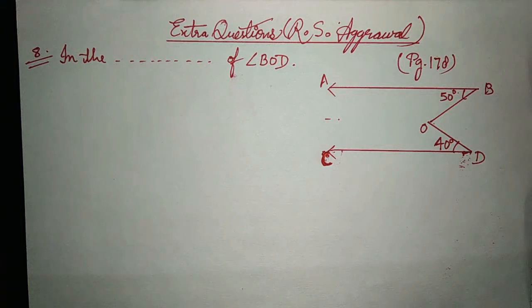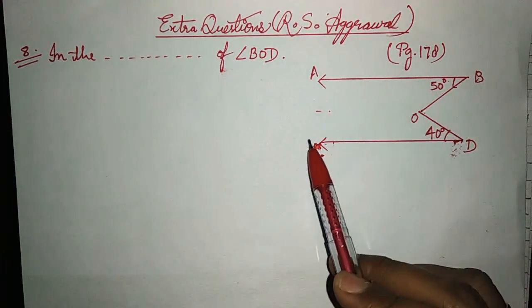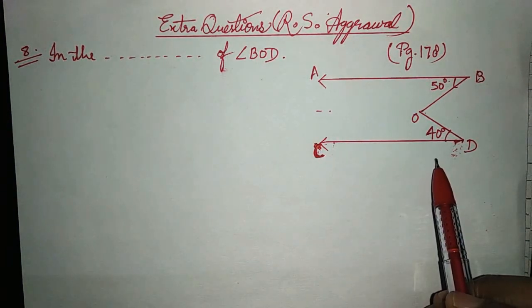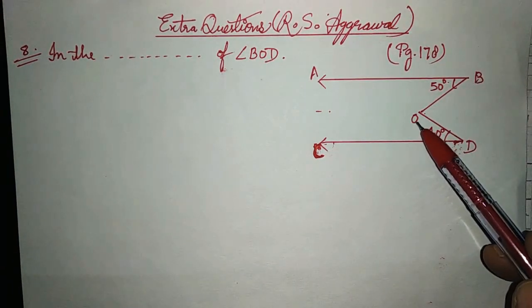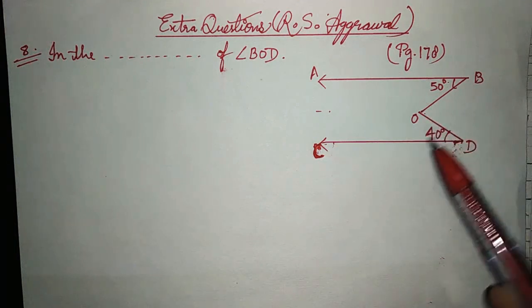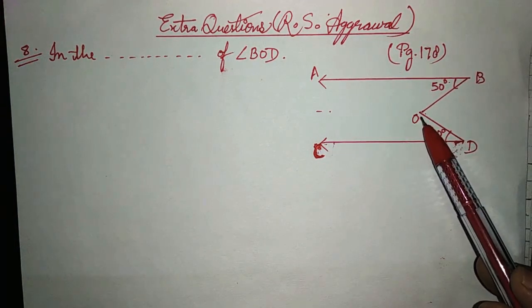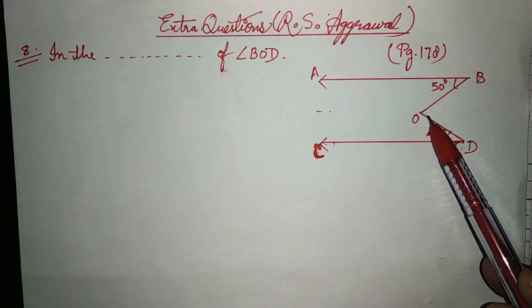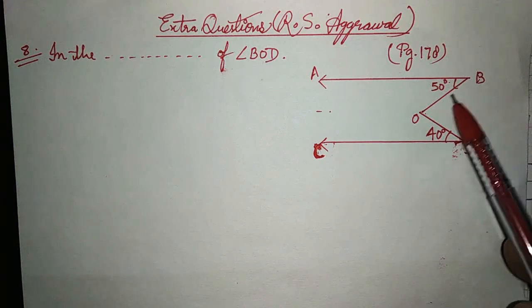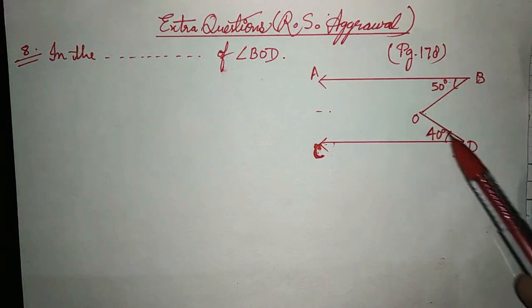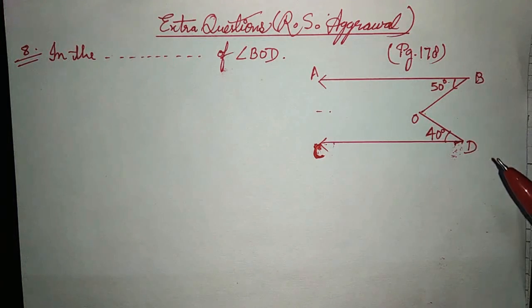In the adjoining figure, it is given that AB is parallel to CD and angle ABO is equal to 50 degrees and angle CDO is equal to 40 degrees. Find the measure of angle BOD. Here we have to find the measure of this angle BOD. To solve this question, we will do one thing.